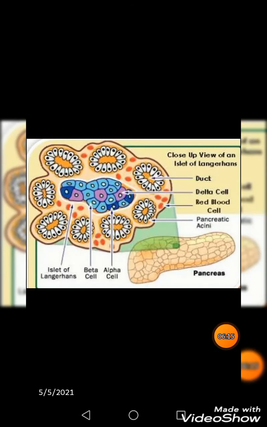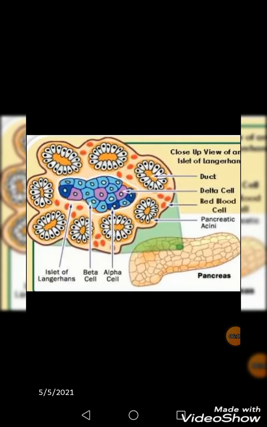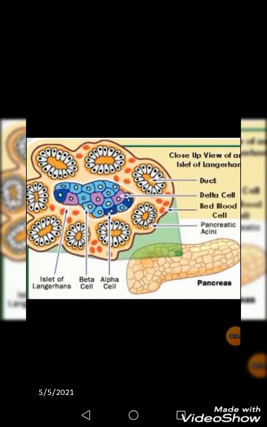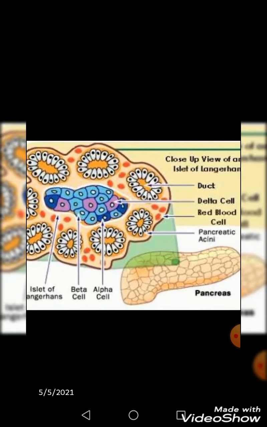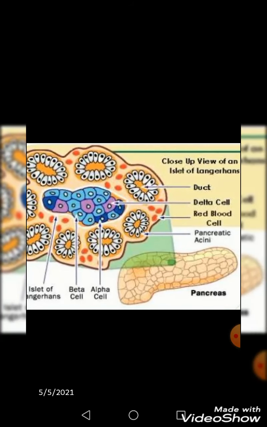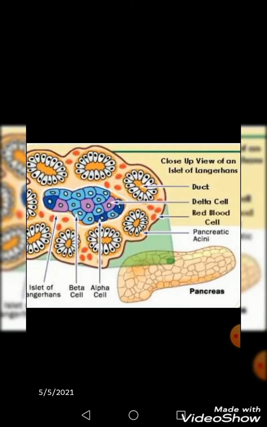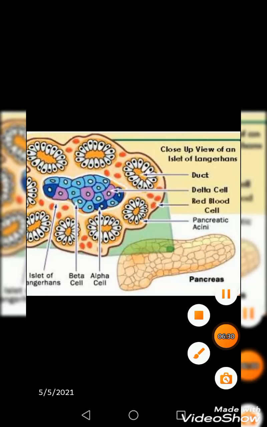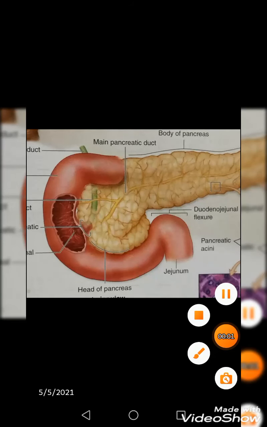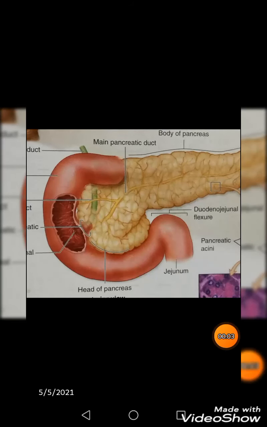There is another very good picture to show the islets of Langerhans, and you can see the alpha cells at the periphery, the beta cells in the center, then you see the delta cells all around. In this diagram, you can see the pancreas lying along the curve of the duodenum.